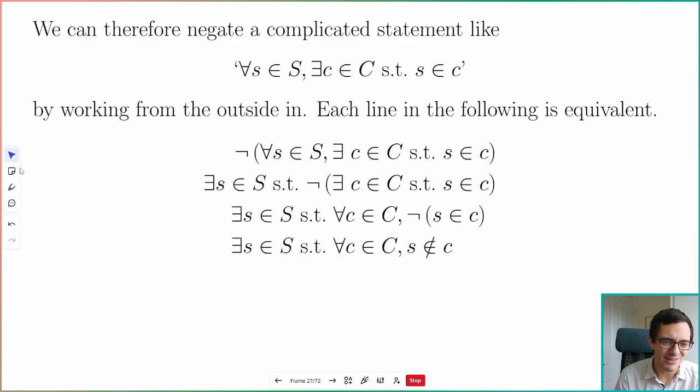And in words, if I were to read these out, I might say the first one is, it's not the case that for all students at Oxford there's a college that the student is a member of. For the second one, I might say there's a student at Oxford such that it's not the case that there's a college that student's a member of, which is still a little bit convoluted. Down here I might say there's a student at Oxford such that for all colleges at Oxford it's not the case the student's a member of that college. We looked at all colleges. And that last line I might read as there's a student at Oxford such that for all colleges they're not a member of that college.